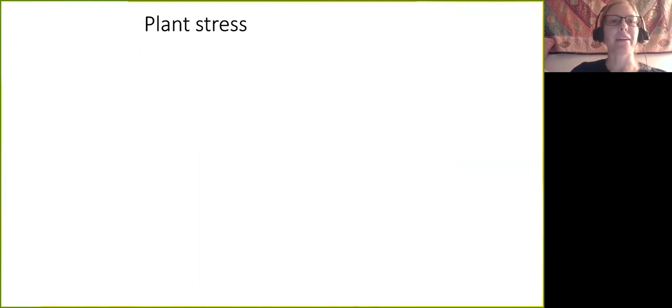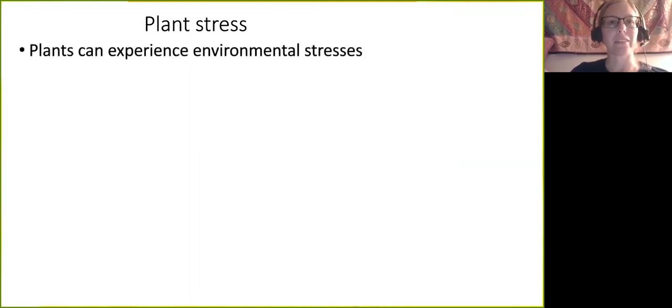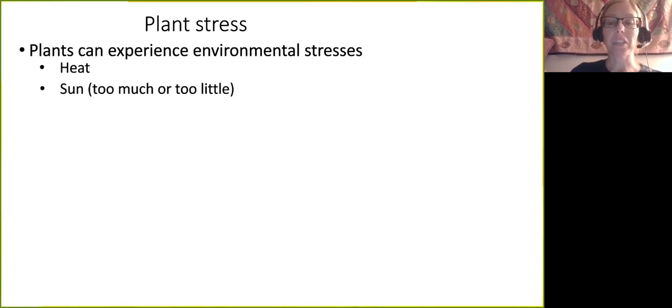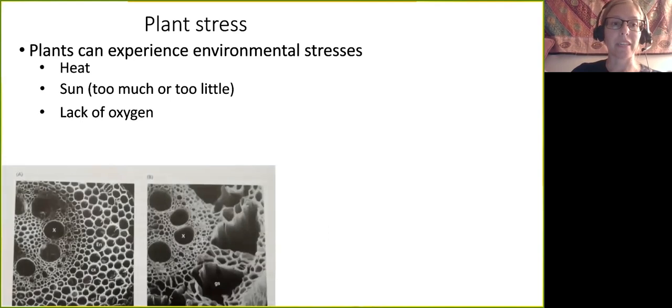Why should I care about salinity stress or any kind of stress like that? Well, it turns out plants can experience stress in the environments in which they're found. These can be due to heat, just too much sun or too little sun can be really hard on plants. Lack of oxygen can be a problem. They need to respirate.